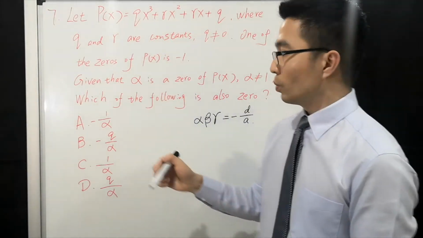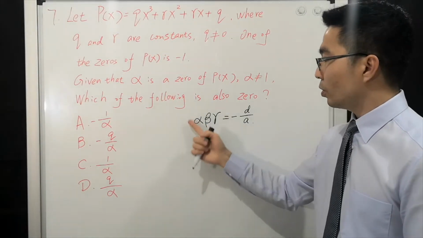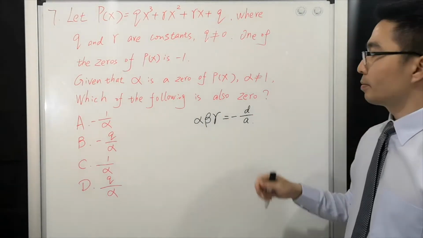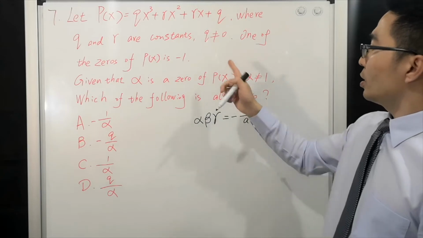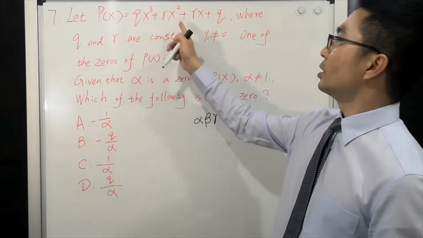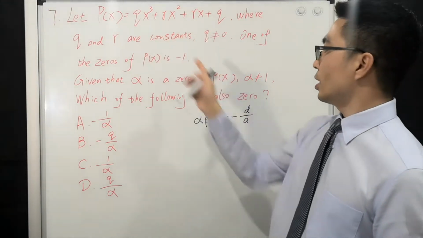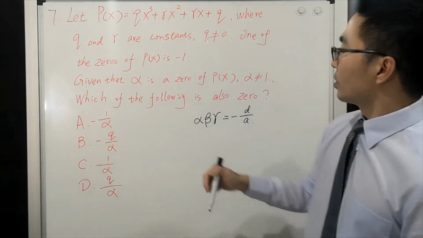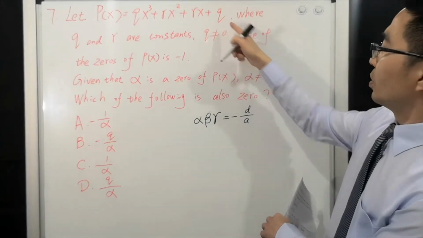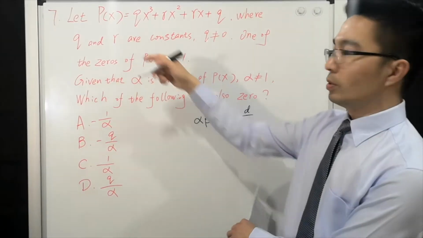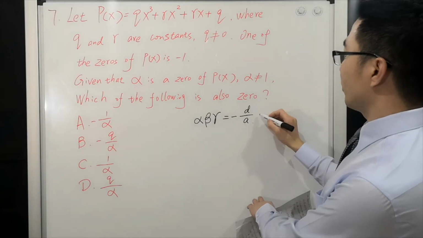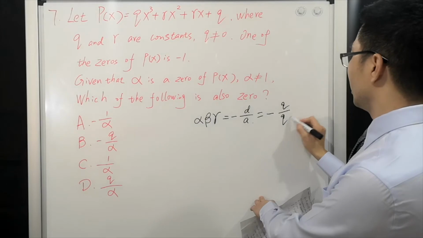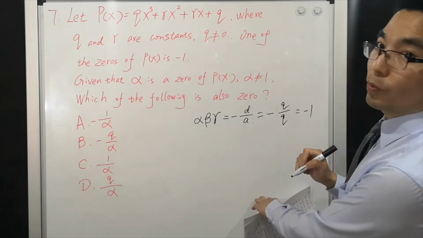For the cubic equation, the product of the 3 zeros is equal to negative d over a. So here a, b, c, d represent the coefficients of the terms. Here d is Q, and a is also Q as well. So the product of the 3 zeros equals negative Q over Q, which equals negative 1.